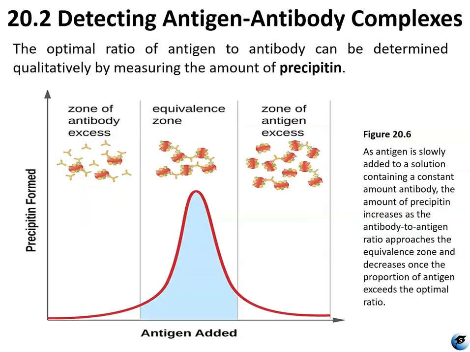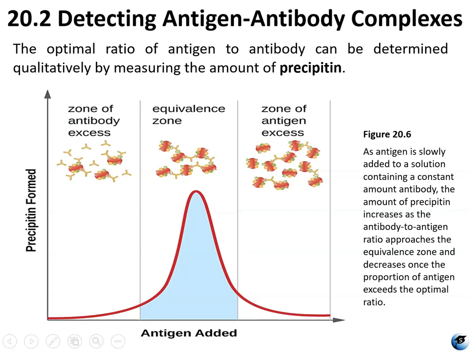And you can use this in order to get those antigens and antibodies to precipitate out of a solution. And this is just showing how, as more and more precipitin is formed, you get to this equivalence zone. And then if even more antigen is added, you have a zone of antigen excess. This is figure 20.6 that says, as antigen is slowly added to a solution containing a constant amount of antibody, the amount of precipitin increases, and the antibody to antigen ratio approaches the equivalence zone and then decreases once the portion of antigen exceeds the optimal ratio.